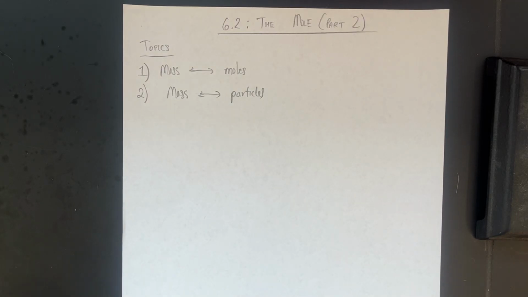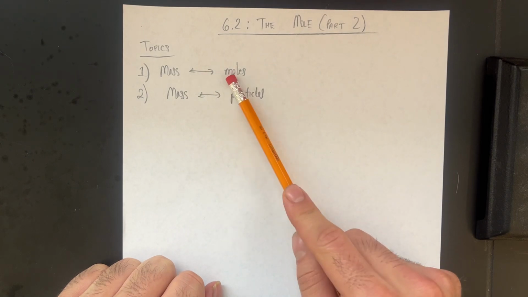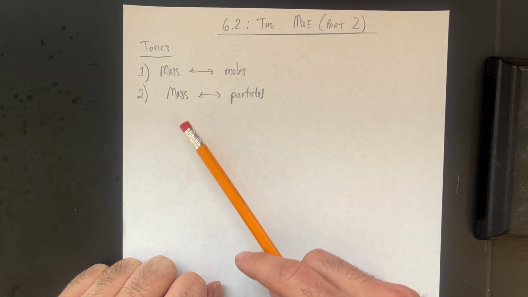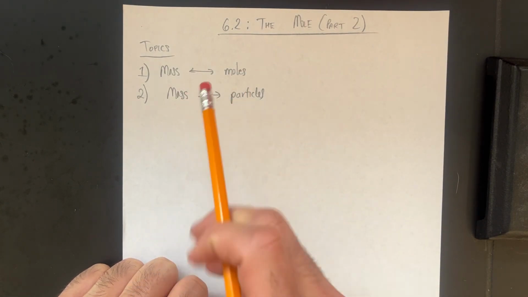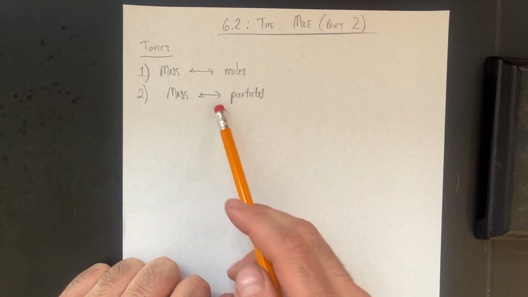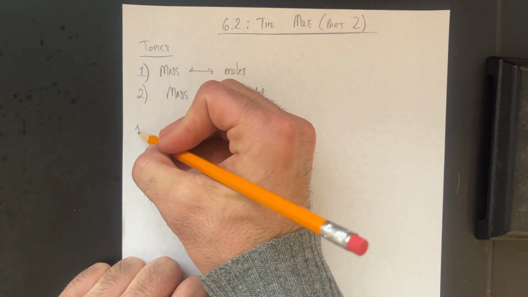All right, this is 6.2, the mole part 2. Two topics here: going from mass to moles, as well as being able to reverse that. And then secondly, being able to go from mass to particles and also being able to reverse that. Let's start off with mass to moles.